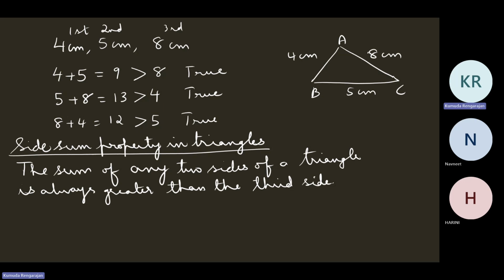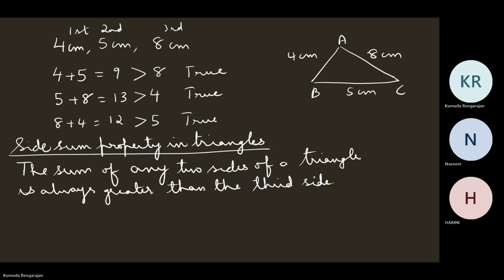We have something called the angle sum property, right? We've seen this earlier. Angle sum property is when we add the measures of the three angles of the triangle, the total is 180 degrees. The sum of the three angles in a triangle is 180 degrees. So that is angle sum property in a triangle. This is the side sum property. The sum of any two sides of a triangle is always greater than the third side.